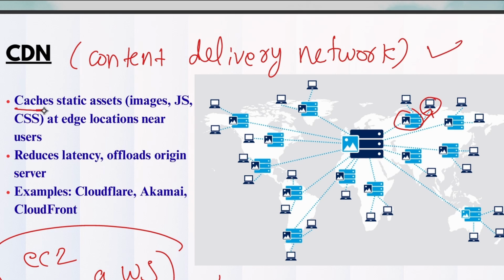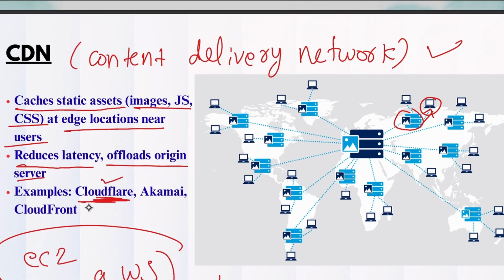It caches static assets like images, JS and CSS at edge locations near users. It reduces latency and offloads origin servers. For example, we have Cloudflare, which is one of the most used for the content delivery network or the reverse proxy. Then we have Akamai, then Cloudflare, and finally CloudFront.